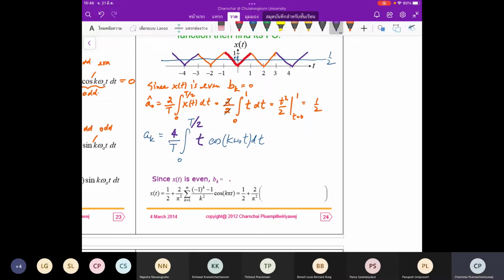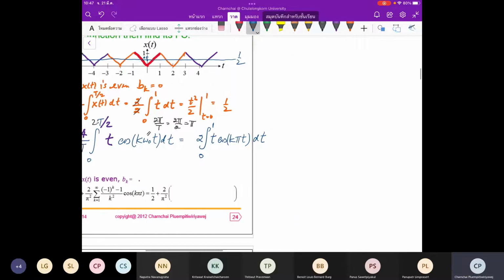Okay, and that's it. How about omega naught? In this case, T, the capital T period, is 2. And omega naught is 2 pi over capital T, which is 2 pi over 2, which is pi. So what do we have? We have the integral, 4 over 2 is 2, integral from 0 to 1 of t cosine k pi t dt.